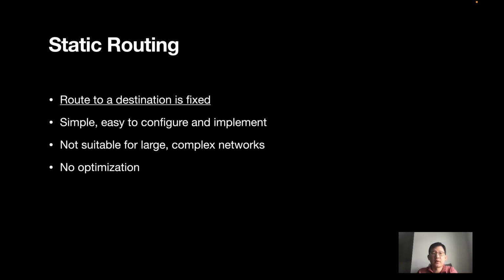For static routing, the route to a destination is fixed because you're telling the router exactly where to send the packet for a given destination. Now, it is simple and easy to configure and implement. And on most devices, it's just a matter of typing in one line of code. Now, static routing is not suitable for large complex networks. It is difficult to manage large number of routes, and it does not take into account changes in networks. And it also provides no optimization, so your network may not perform as well as it can be.